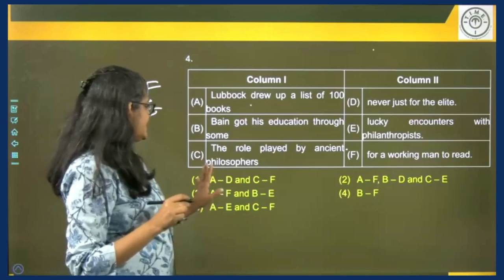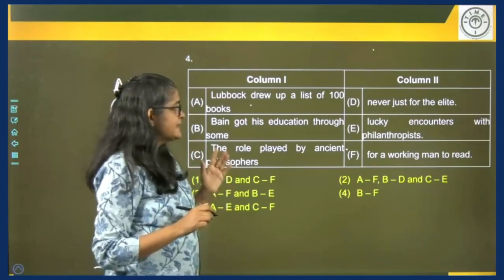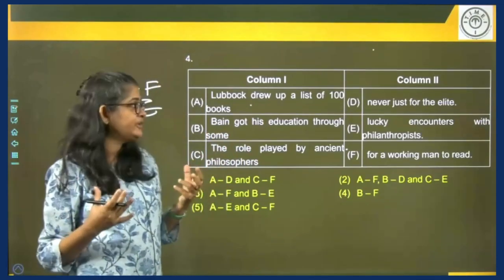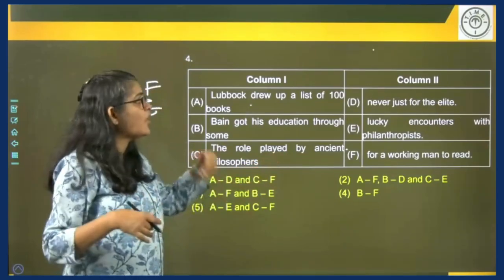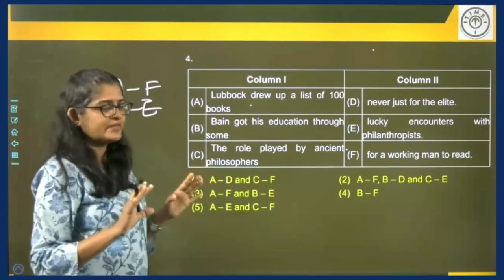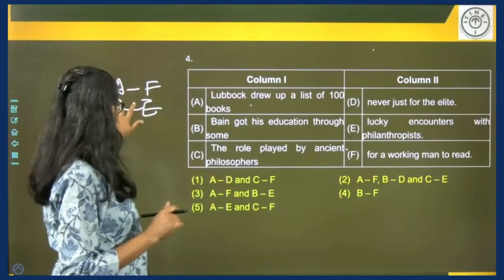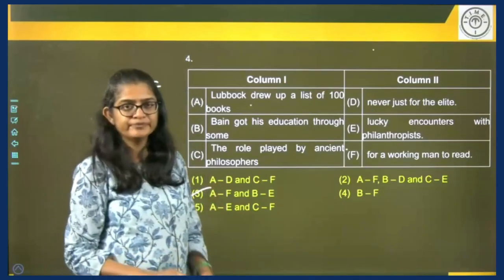Now, we have C and D. The role played by ancient philosophers never just for the elite. You don't have a main verb here. It should be the role played by ancient philosophers was never just for the elite, or something should be there. So we cannot have C and D. We have only A and F and B and E, which is option 3. Okay.